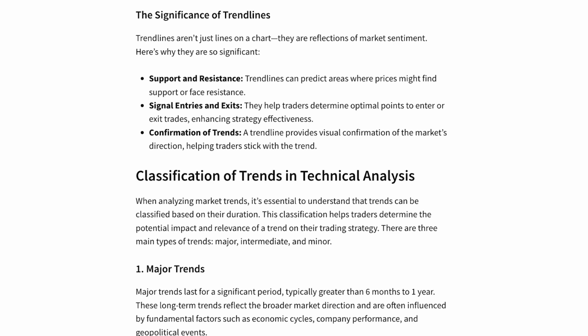So in terms of how important these trend lines are, firstly, they act as support and resistance. And in future videos, we're going to talk more about support and resistance. But we looked at it there in that Amazon stock. That 101 level was a clear resistance level, and as the stock broke out of that level in 2023, it started to trend up. So they can predict areas where prices might find support or face resistance.